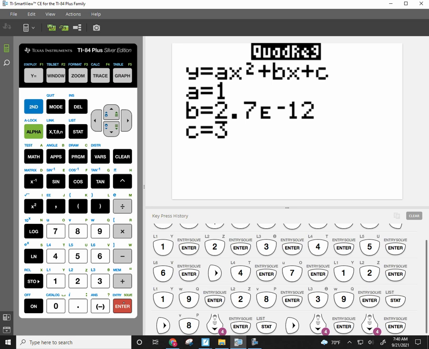This is what I got on my screen once I pressed the right buttons. Does everybody else look somewhat similar? It gives us the quadratic form, y equals ax squared plus bx plus c. We know a has to equal 1. B says 2.7 e to the negative 12. What does that mean? What's it trying to be? Think about that: 2.7 times 10 to the negative 12.